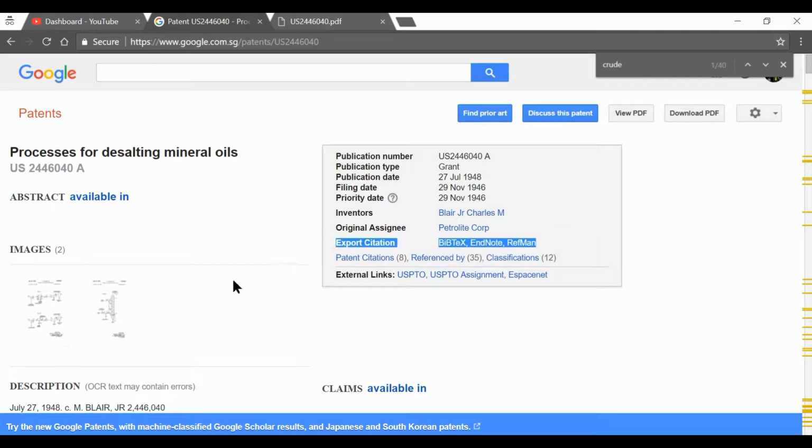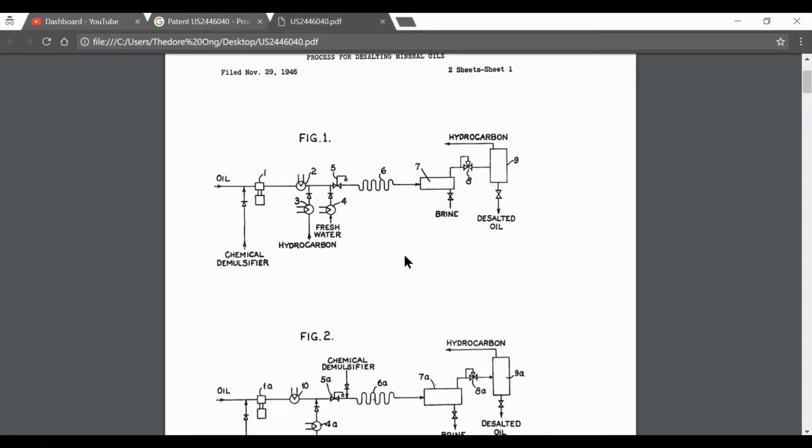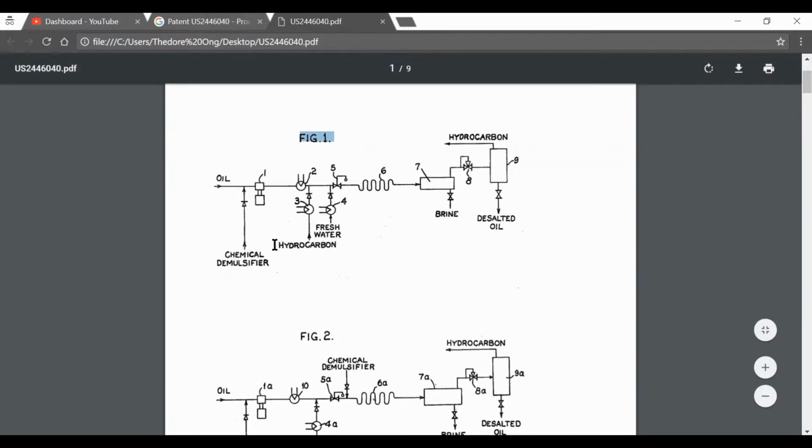You can export the citations using these links described here. So we've already downloaded the patent, so let's take a look. This is figure 1. Figure 1 is talking about introducing fresh oil with a chemical demulsifier, and there'll be hydrocarbon here along with fresh water. And then it goes through some squiggly thing here. Not too sure what that is, but we can take a look inside the actual patent itself.